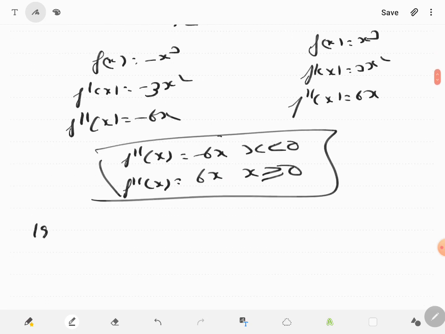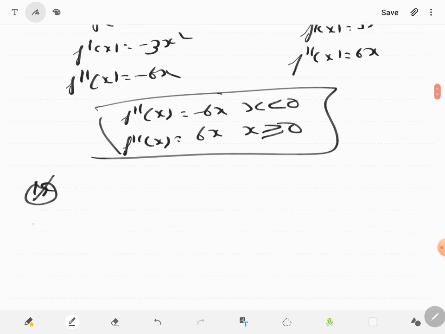Let's go to next sum, which is the 19th sum. It is omitted, mathematical induction sum. 20th question is sin (a plus b).